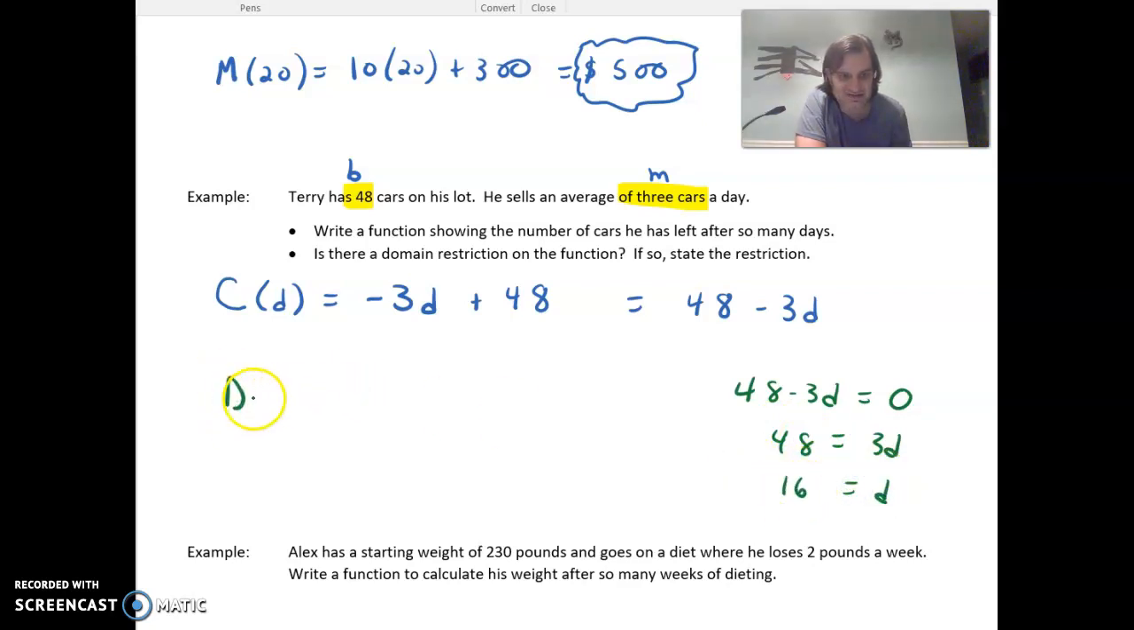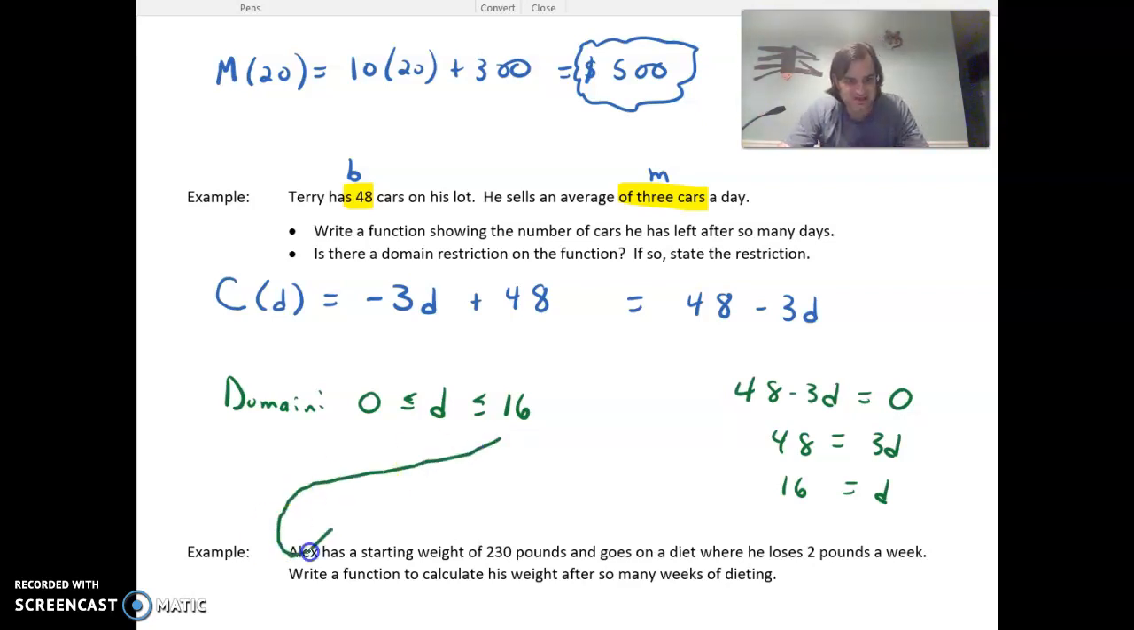So the domain of this thing is D would have to be greater than or equal to 0, but less than or equal to 16. So this function could only work for the first 16 days. After that, he either has no cars, or he has to find some way to rewrite the formula and get more cars. Okay. So we're going to stop there.